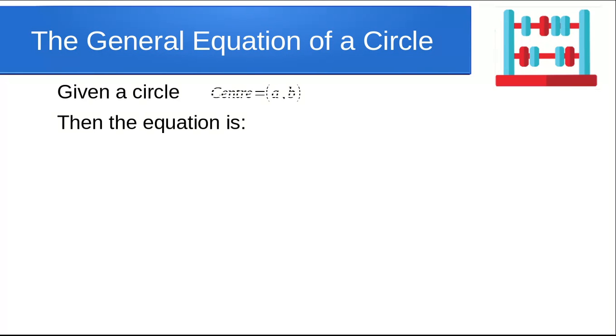Given a circle, centre (a, b), radius r, the equation of the circle is going to be (x minus a) squared plus (y minus b) squared equals r squared. This is really just an extension of the equation of a circle which they learn at GCSE. But the equation of a circle they learn at GCSE is always centre (0, 0), and it's simply x squared plus y squared equals r squared, because a and b are 0. So it's a very easy idea to extend the GCSE learning here.